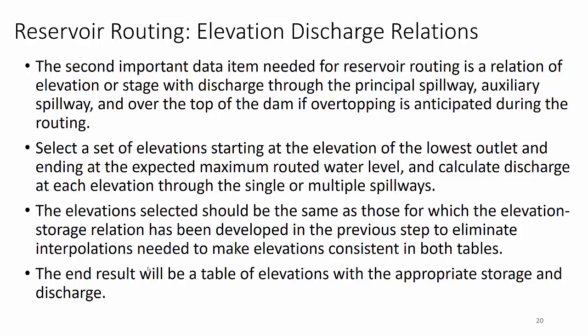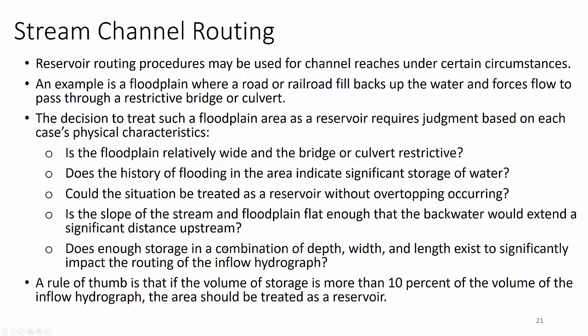Select a set of elevations starting at the elevation of the lowest outlet and ending with the expected maximum routed water level, and calculate the discharge at each elevation through single or multiple spillways, and that's how we get Q out. The elevations selected should be the same as those for which the elevation-storage relations have been developed, as we just saw, so that you don't have to interpolate as much. The end result will be a table of elevations with the appropriate storage and discharge.